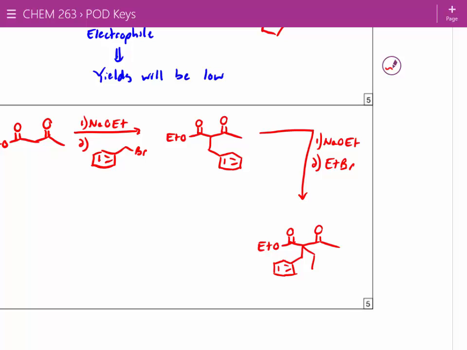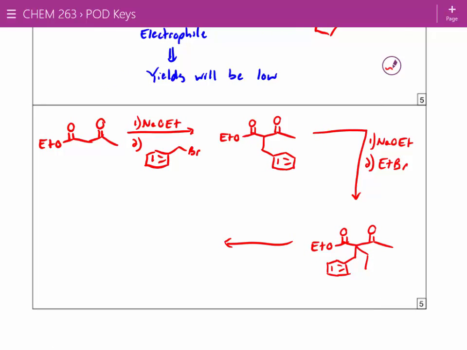All right, and then the last step, we want to get rid of our ester, so we can treat it with acid, convert it to the carboxylic acid, and then crank up the heat. What if you did it without heat? What would happen? You wouldn't get the decarboxylation occurring well. And there we go. We've got our final product.